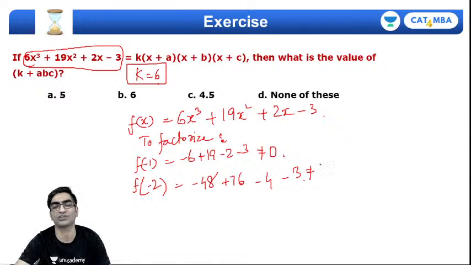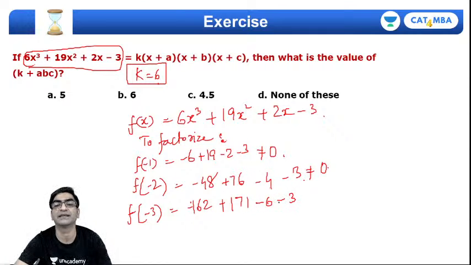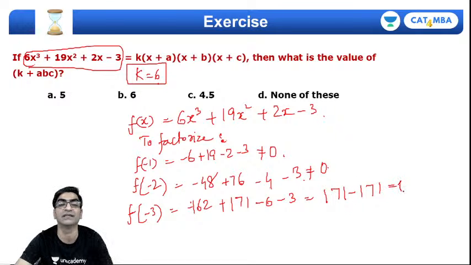That's also not 0. Okay, how about minus 3? 6 into minus 3 cubed, that's minus 27. So 6 into minus 27, that's minus 162. Plus 19 into plus 9, 19 nines are 171. 2 into minus 3 is minus 6 and minus 3, right? 6 plus 3 is 9, 162 plus 9 is 171. So I'll end up getting 171 minus 171, which is clearly 0.